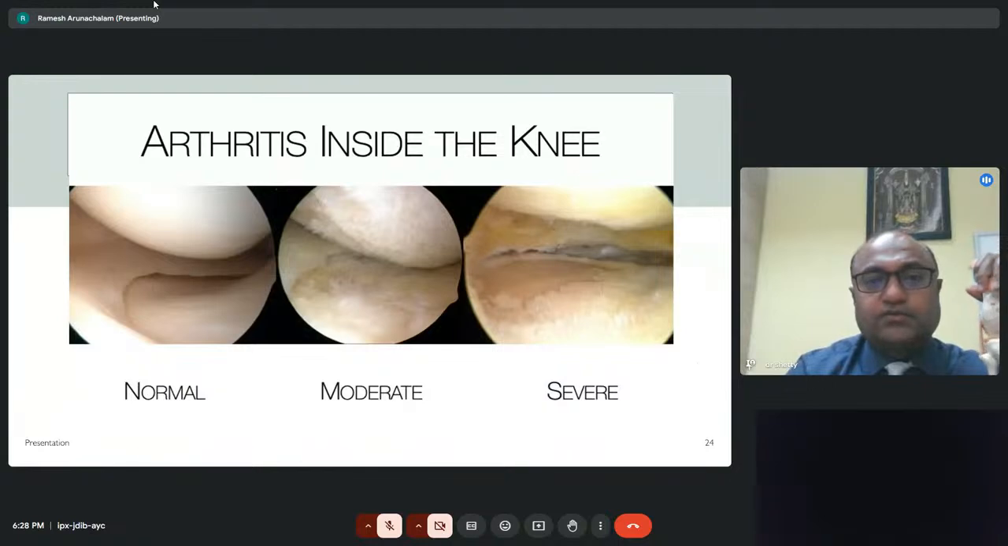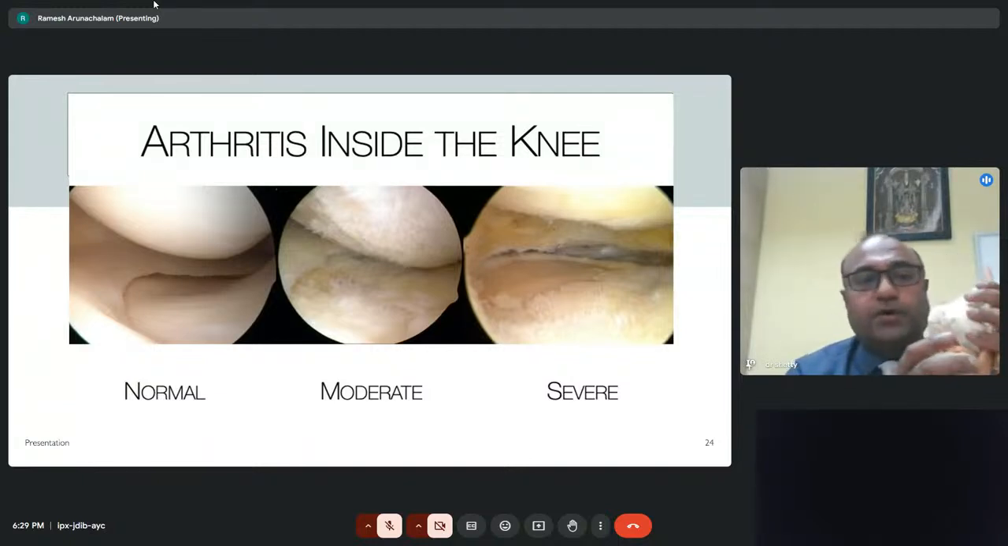So this is an arthroscopy image of the normal cartilage. The left hand side is the normal cartilage. It is smooth, it is strong, and it has got no rough spots.